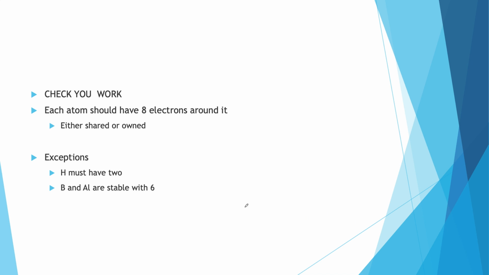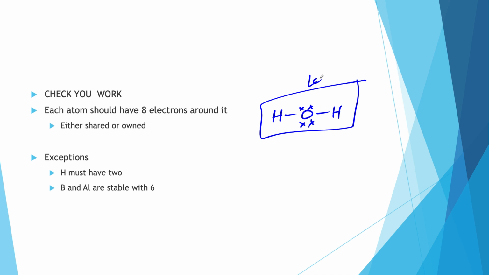So let's check your work. Here's my water molecule again. Each atom should have 8 around it, either shared or owned. So 1, 2, 3, 4, 5, 6, 7, 8. Oxygen has 8. Hydrogen has 2 on each side, so it's stable. So this is the actual Lewis dot structure of water.